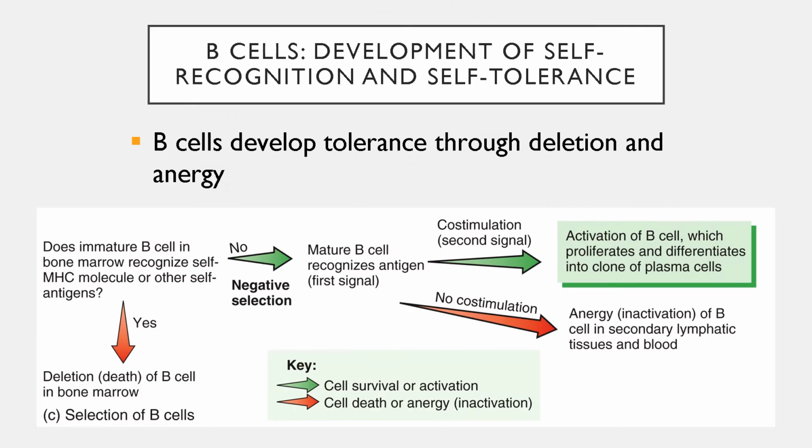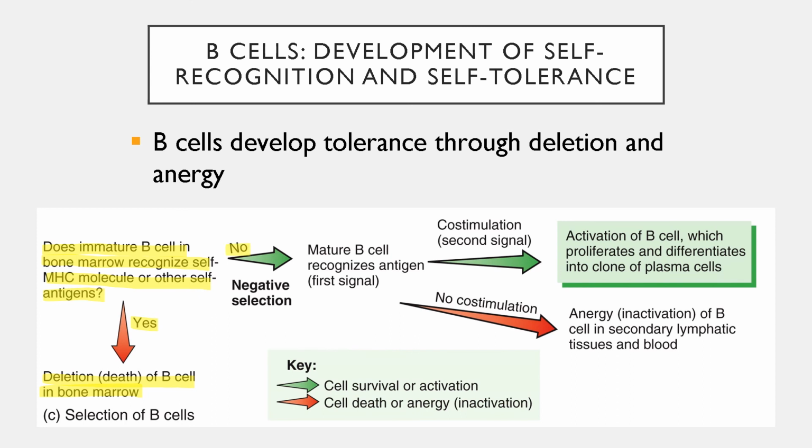B cells also develop tolerance through deletion and anergy. While B cells are developing in bone marrow, those cells exhibiting antigen receptors that recognize common self-antigens like MHC molecules or blood group antigens are going to be deleted.